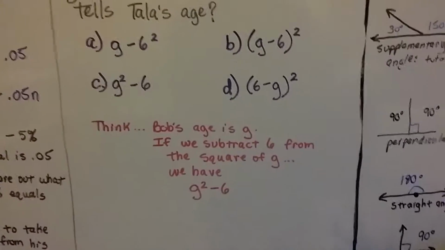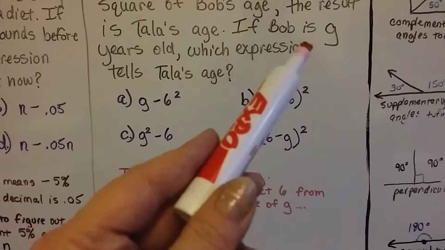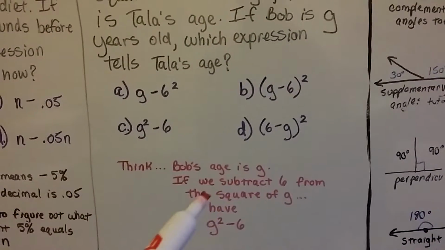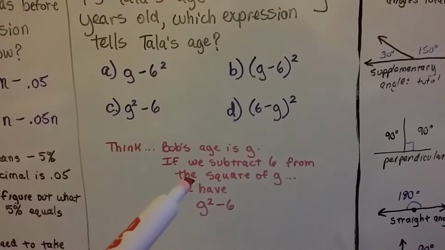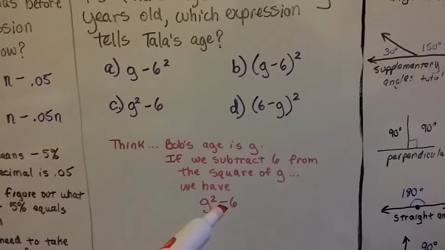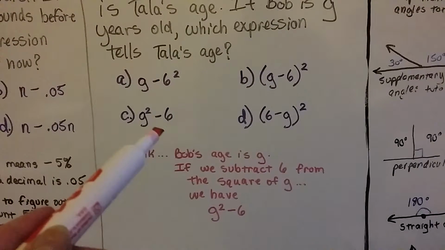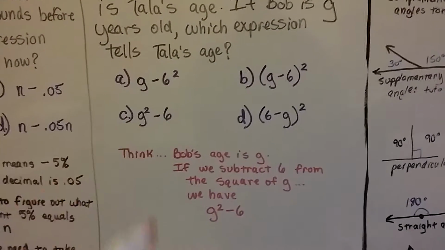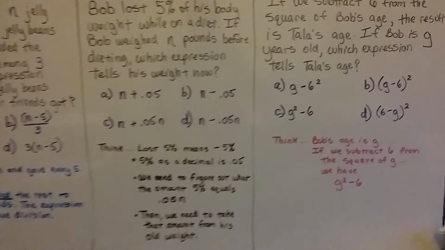So let's think. Bob's age is G. We know that because it says right here, Bob's age is G. If we subtract 6 from the square of G, then we're going to do G squared minus 6. G squared minus 6 is C. So if you said C, you were right. So do you see how we did that?